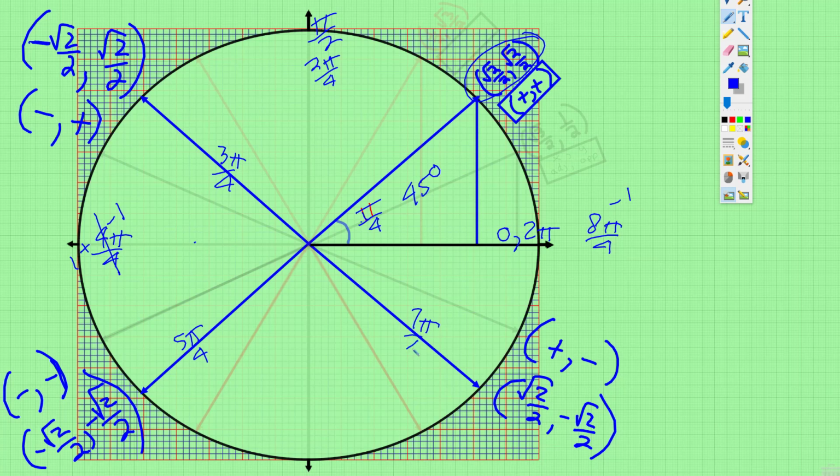is 7 pi over 4. And if we are talking about degrees, I should have done that with 30. If this is 180 degrees, subtract 45, and you get 135 degrees. Add 45, and you get 225 degrees. And since 2 pi is the same as 360, 360 subtract 45 is 315 degrees.